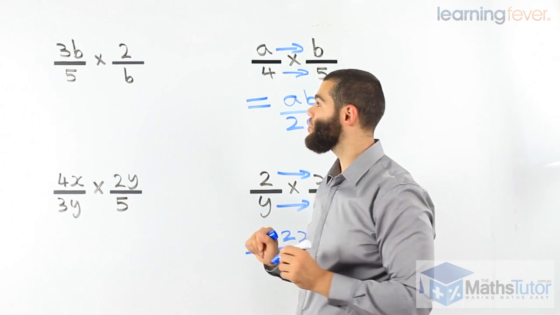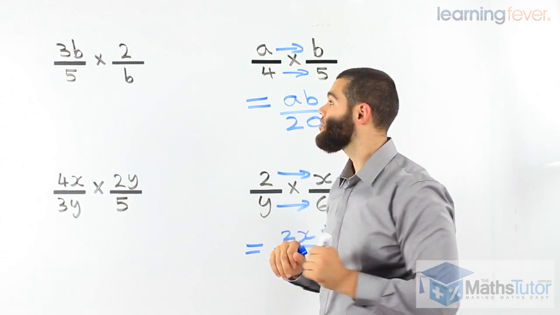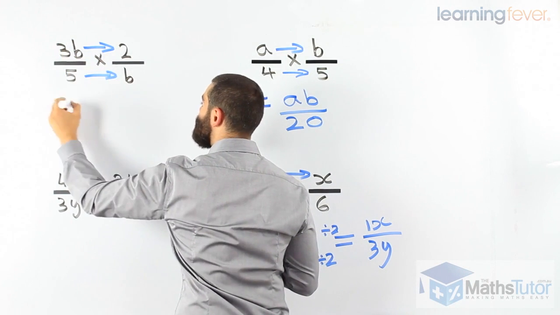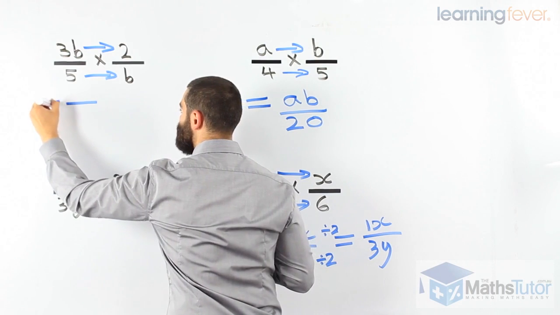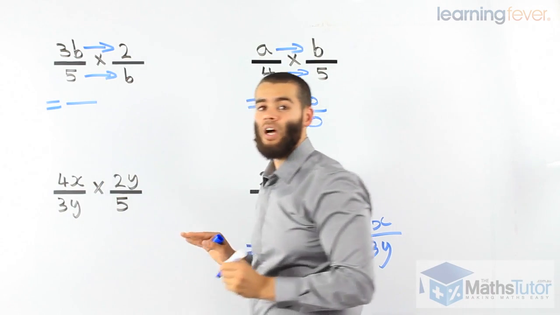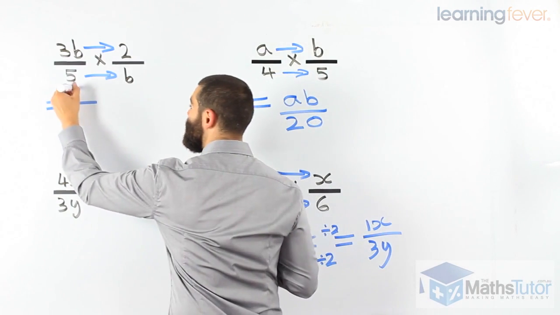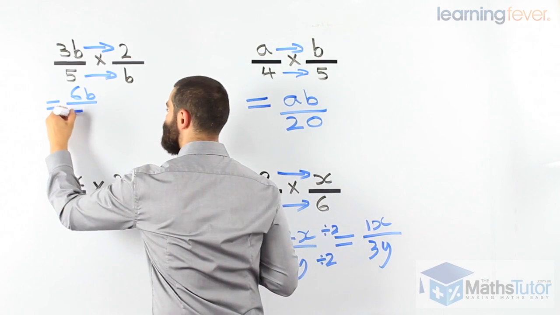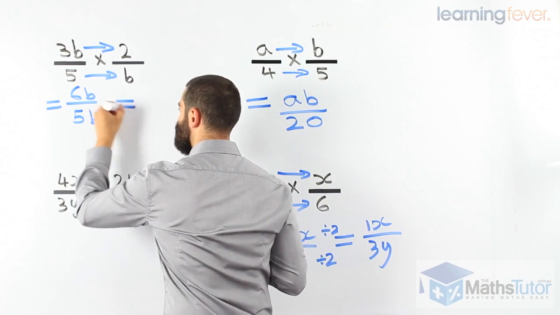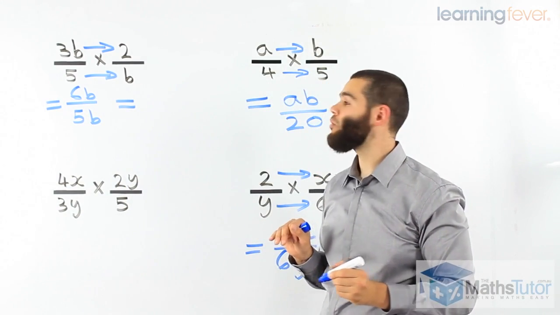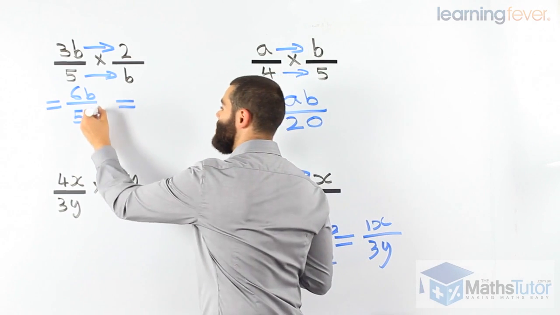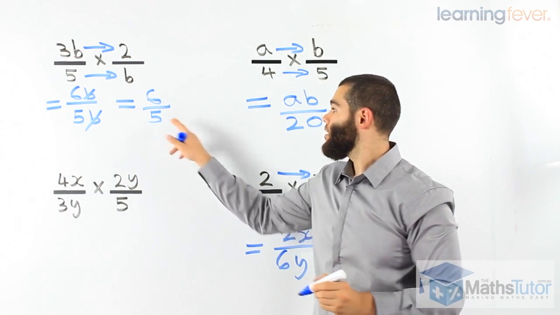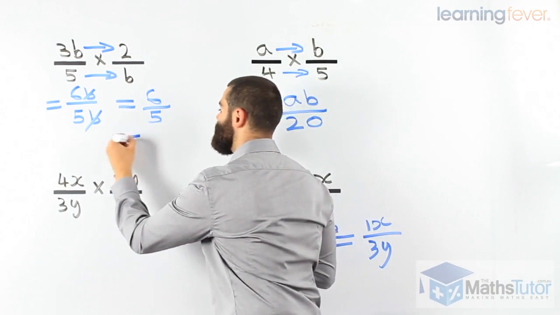Another 2 examples. We'll do the top one. 3b over 5 times 2 over b. Top times top, bottom times bottom. Top times top, 3b times 2 is 6b. And 5 times b is 5b. Now 6b over 5b, we know the b's cancel out. 6 over 5 is our answer as an improper fraction, or we can write it as a mixed numeral.